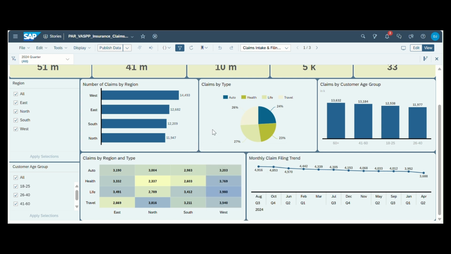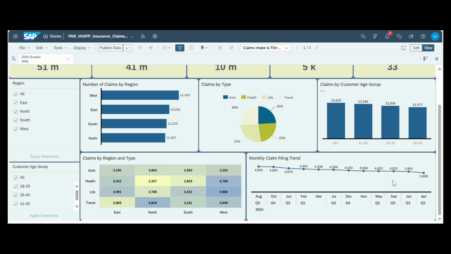And finally, we end with a monthly claim filing trend, a line chart mapping claim volume across months. Notice the higher spikes in August, October, and January, followed by a gentle decline through April. This trend tells your operations team when to staff up, when to tighten SLAs, and when to prepare for inbound surges.